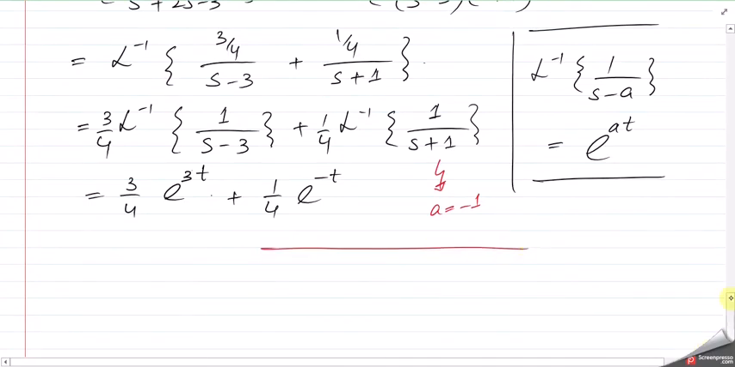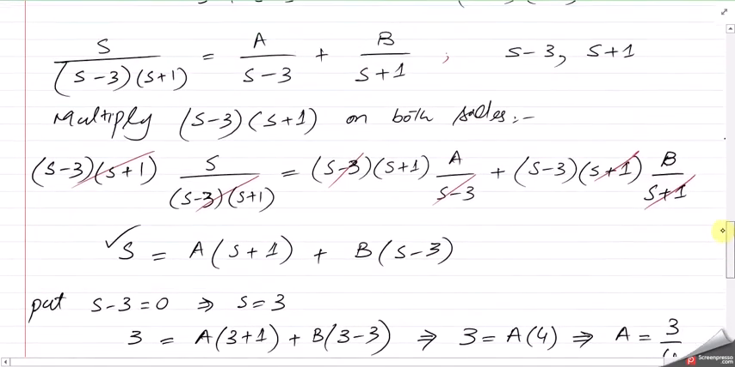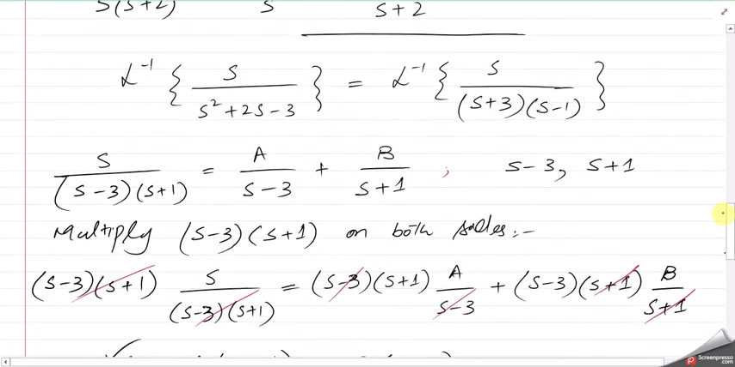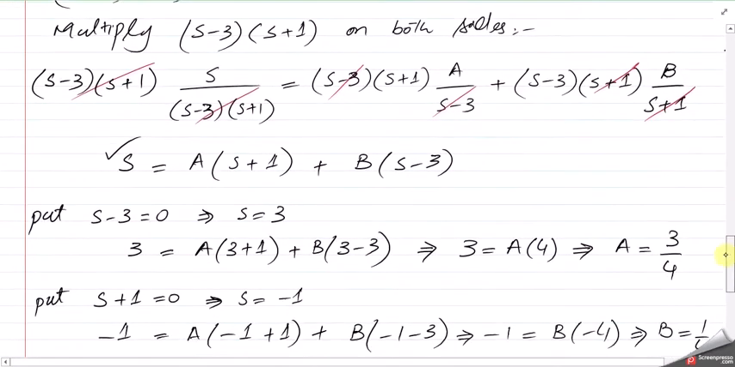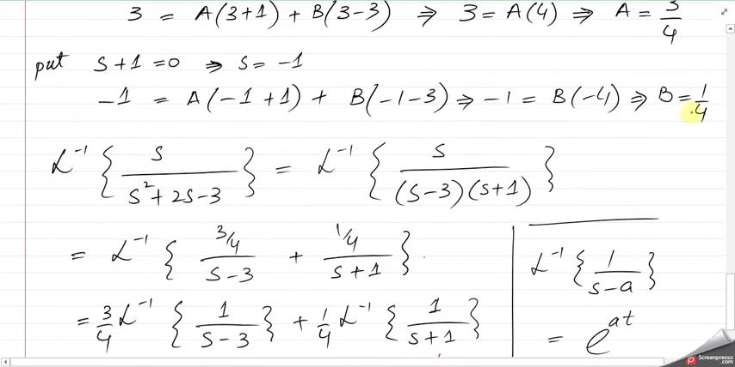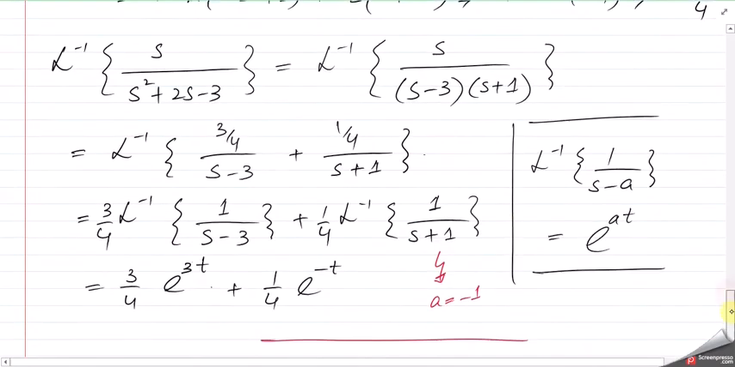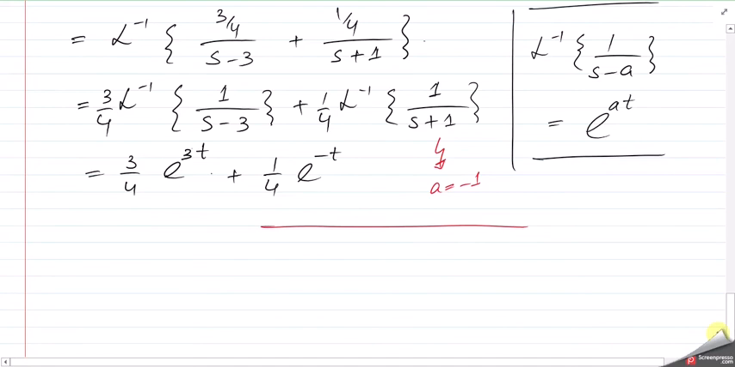Right. So that completes our Laplace inverse of s over s square plus 2s minus 3. First we factorize, and then we do partial fractions, separate into two linear fractions, and then of course we have to find a and b, which we do using partial fraction techniques. And then once they are separate, put the values here, split the Laplace inverse over addition, and use the formula. Right. Let's try one more question.